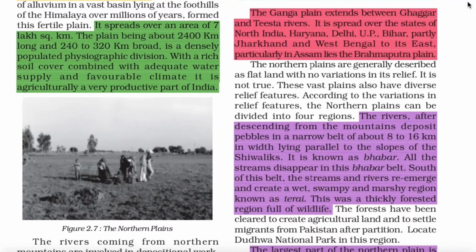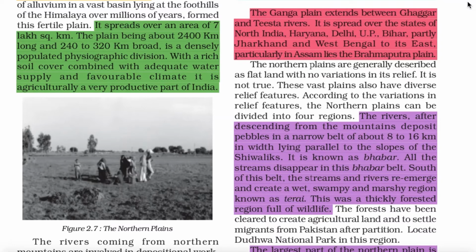The Ganga plain extends between the Ghaggar and Teesta rivers. It is spread over the states of North India: Haryana, Delhi, UP, Bihar, partly Jharkhand, and West Bengal to its east. Particularly in Assam lies the Brahmaputra plain. The northern plains are generally described as flat land with no variations in its relief. It is not true. These vast plains also have diverse relief features. According to the variations in relief features, the northern plains can be divided into four regions.